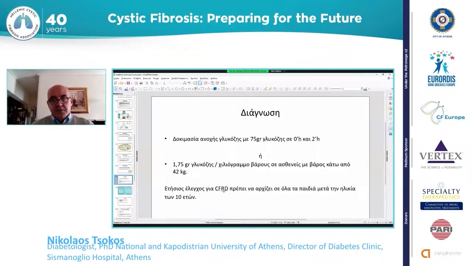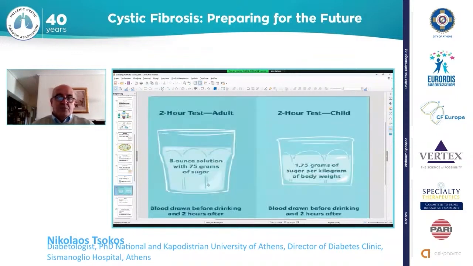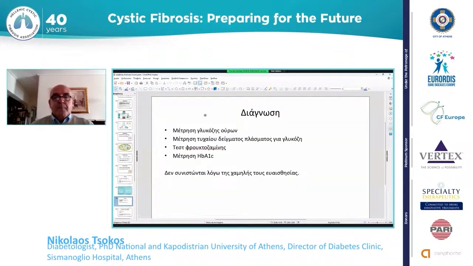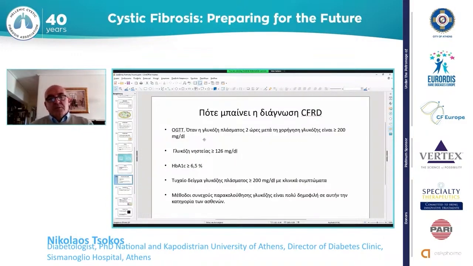The diagnosis, as in the rest of the diabetic patients, uses the glucose test, 75 grams, etc., or less in people with lower weight or in children. An annual check for CFRD should start in all children after the age of 10. You can see the solution, 75 grams of sugar per kilo of weight. We have blood drawn before drinking and 2 hours post. The measurement of urine glucose, the random sample of plasma for glucose and fructosamine, etc. All these are not recommended due to the low sensitivity. So we have the glucose test.